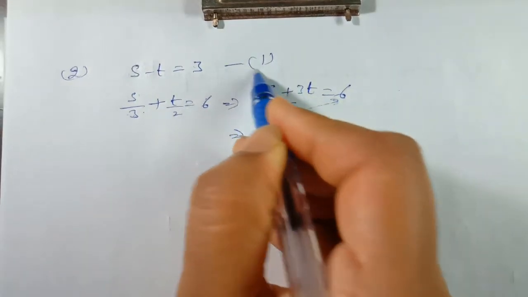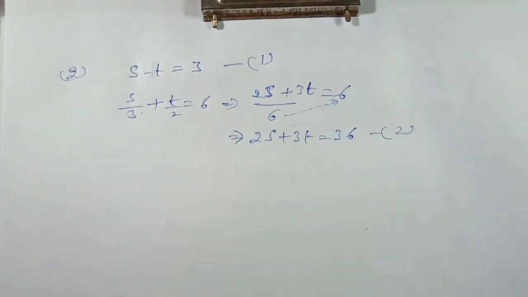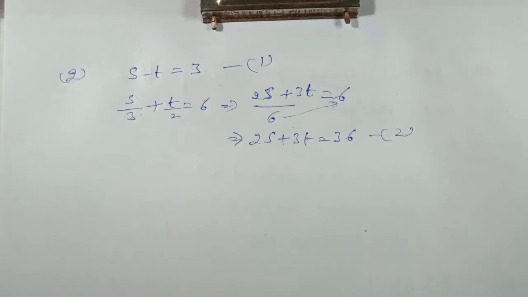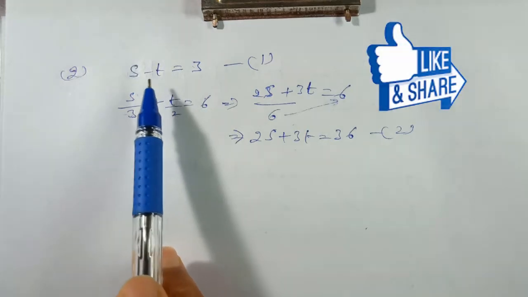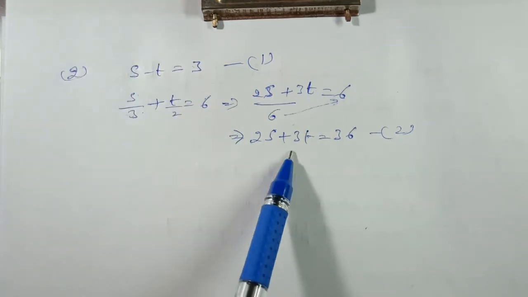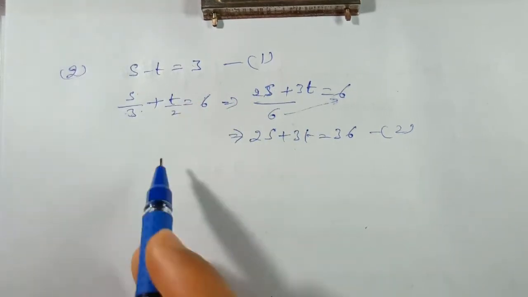Now let this be the first equation, and let this be the second equation. The method for finding is very simple. We are going to find the value of one variable and substitute it in the other. So I am taking the first equation.